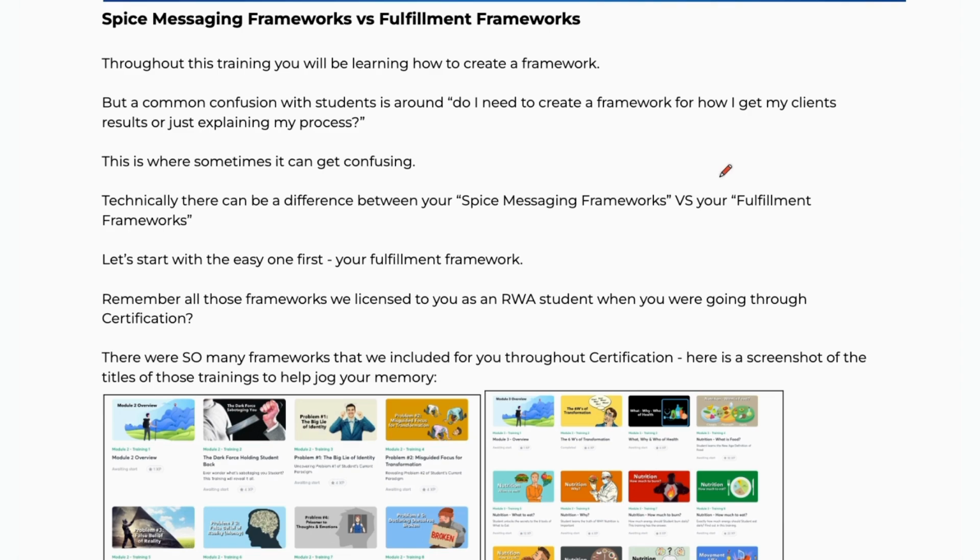And this is where sometimes it gets a little bit confusing. And so we've kind of come up with the difference between spice messaging frameworks versus fulfillment frameworks. Okay, so let me go ahead and explain the really easy one first, which is the fulfillment frameworks.